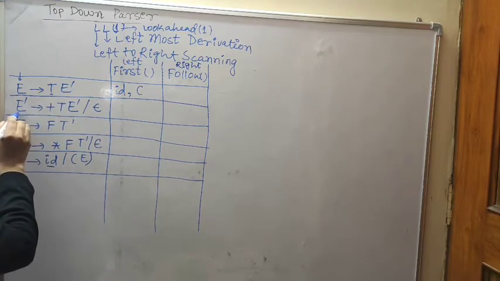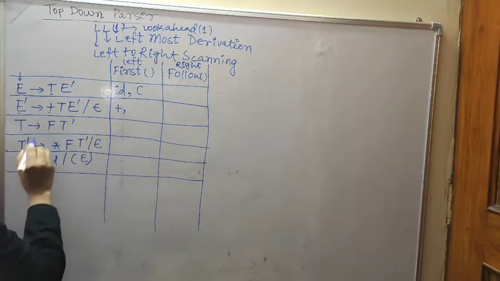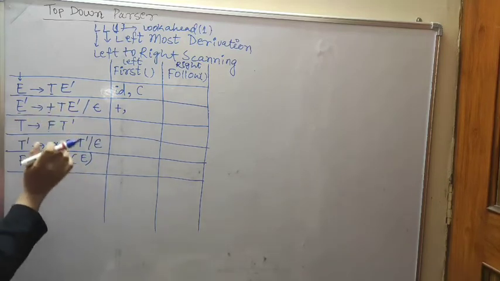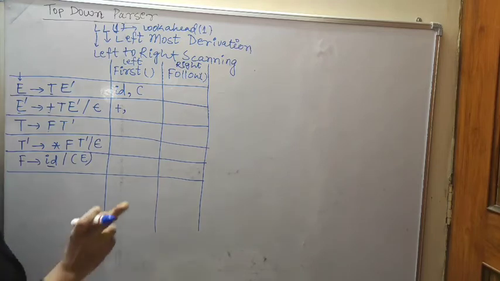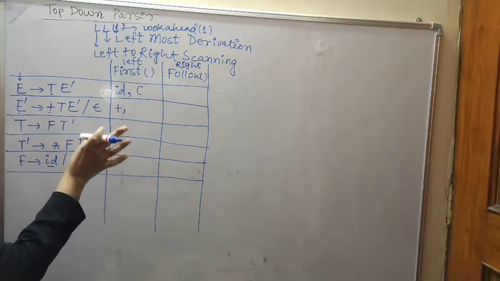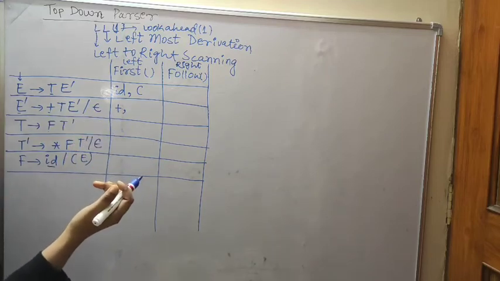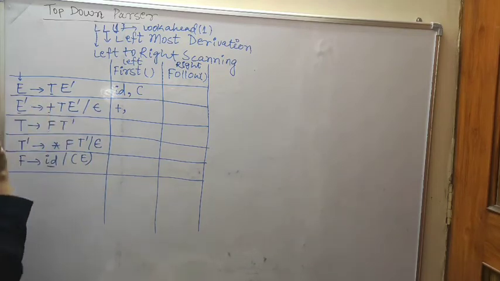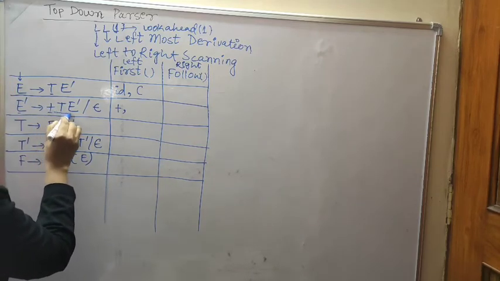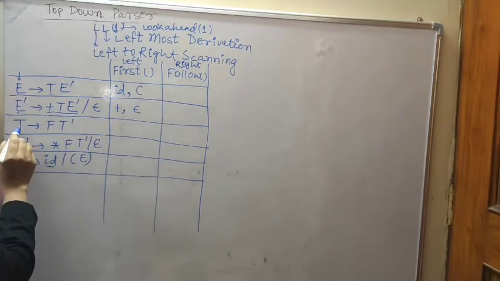Next we will see E dash. In the first of E dash, what is there? Plus. Plus is terminal, write down plus, and then the second one is epsilon. In one production rule we write only the first terminal variable. Suppose plus minus is given, then T E dash, we will not write plus and afterwards minus. Is it clear? We write only the first terminal variable. The first terminal in this production rule is plus, and the second one is epsilon. Write down epsilon.